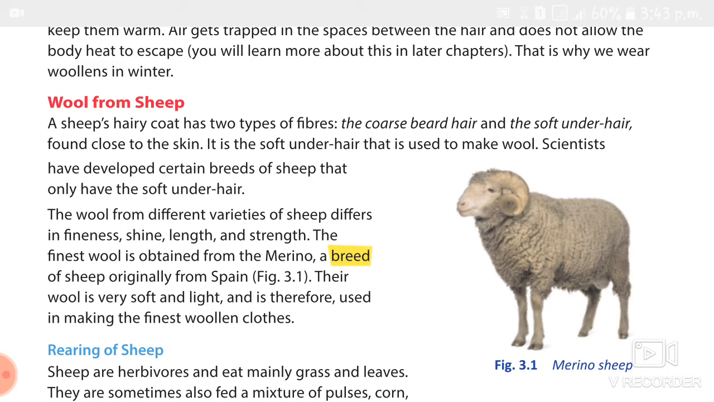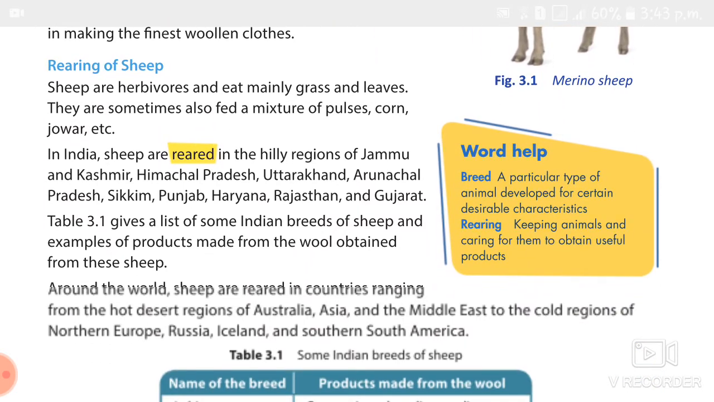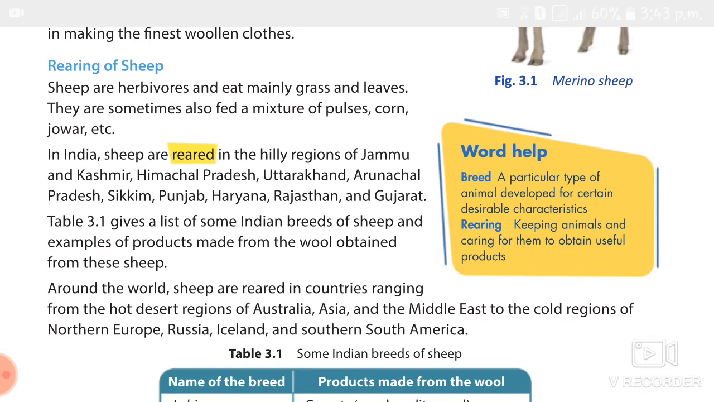Now, next let's study about rearing of sheep. Sheep and goats are important livestock, and are reared in many parts of India. Sheep are herbivores and eat grass and leaves. You know that, right?